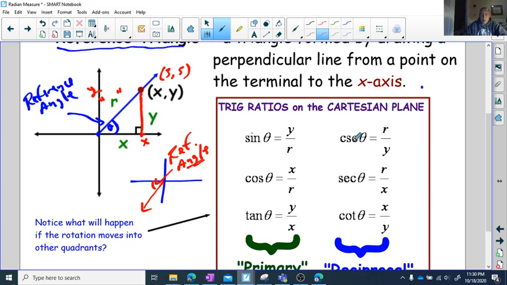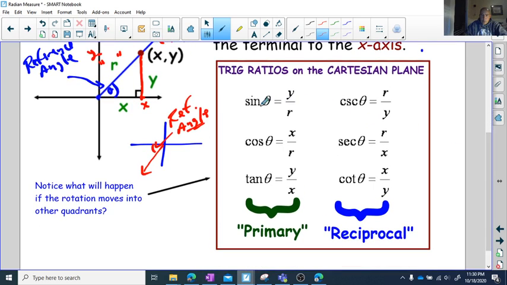And then of course you have your 3 reciprocals. The reciprocal of sine is cosecant, so you would flip this over. Now it's r over y. Secant is r over x. Cotangent is x over y.